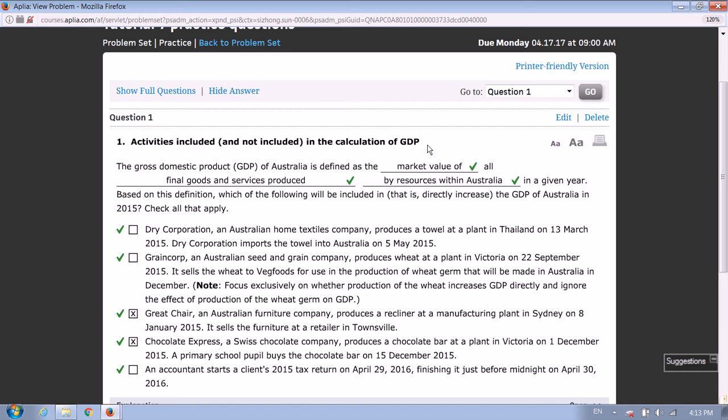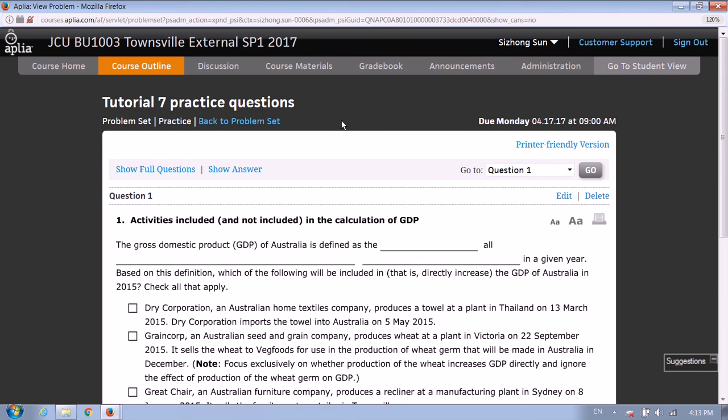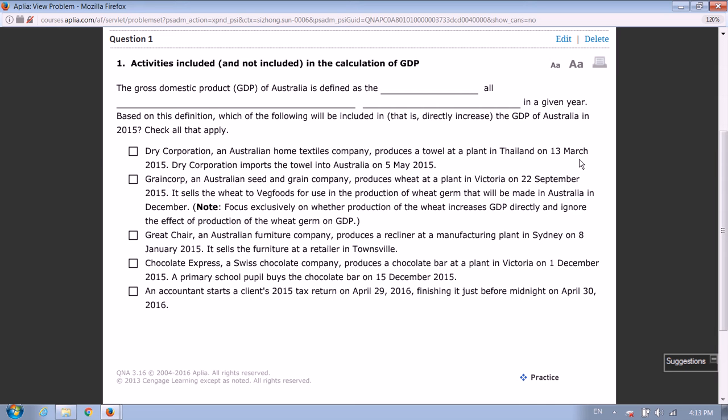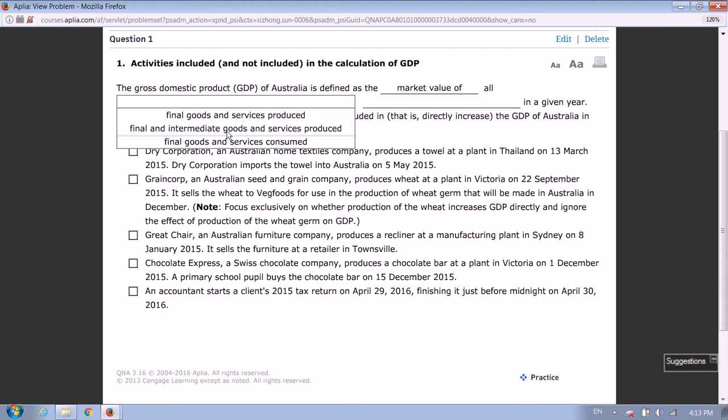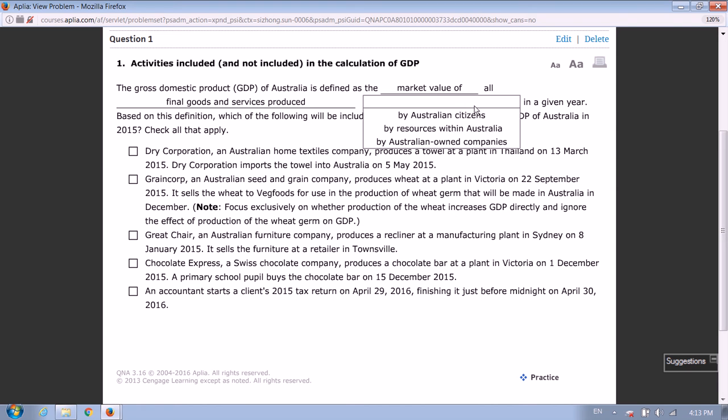Question 1. Activities included and not included in the calculation of GDP. We know that GDP is the market value of all final goods and services produced in a country within a certain period of time. So it's the market value of all final goods and services produced, not consumed, by resources in Australia in a given year. Based on this definition, which of the following will be included in the GDP of Australia in 2015?